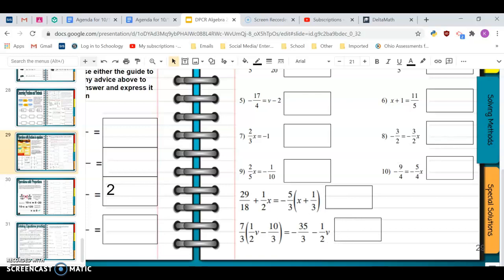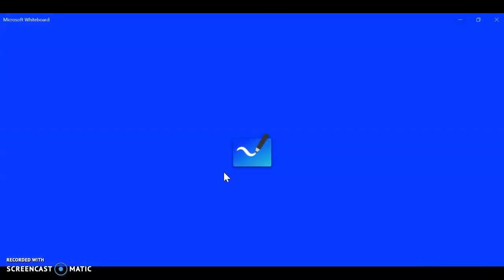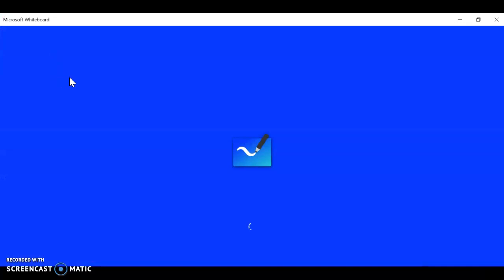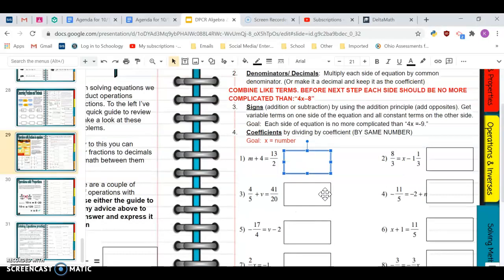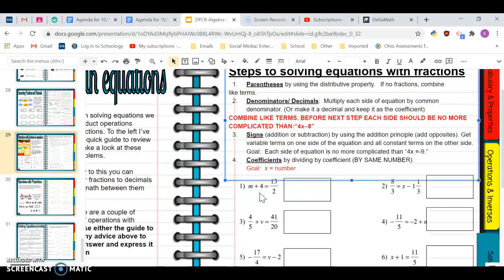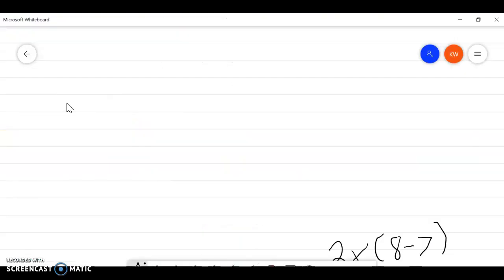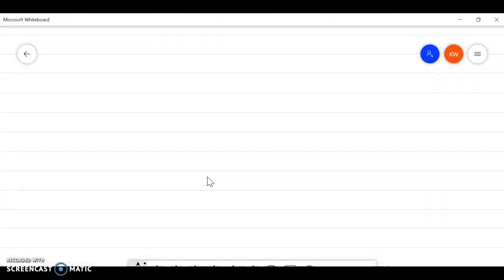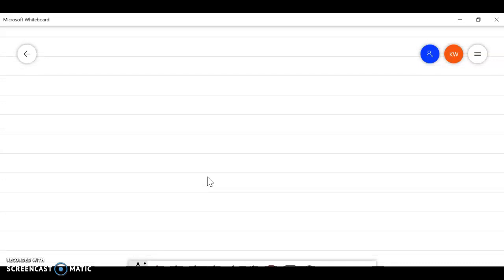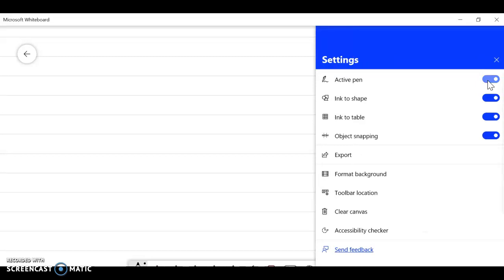Okay? And I'm going to pull up my whiteboard on my end so that I can go through and do those. So once that loads, we'll deal with that. All right, first things first. We're doing m plus 4 equals 13 over 2. What I need to do is I need to get this 4 to the other side by subtracting. So that means that I'm going to just go over here. And we're going to just write that in there, okay?